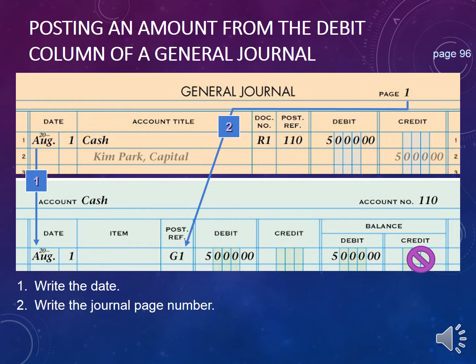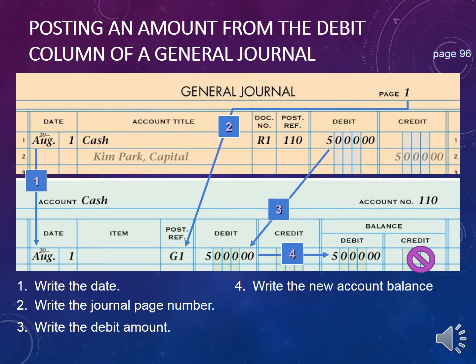Then we will write the general journal page number in the general ledger post reference column. G1, G stands for general journal. We will then carry down our debit transaction from the general journal into the cash account in the general ledger in the first debit transaction account column. So we write $5,000.